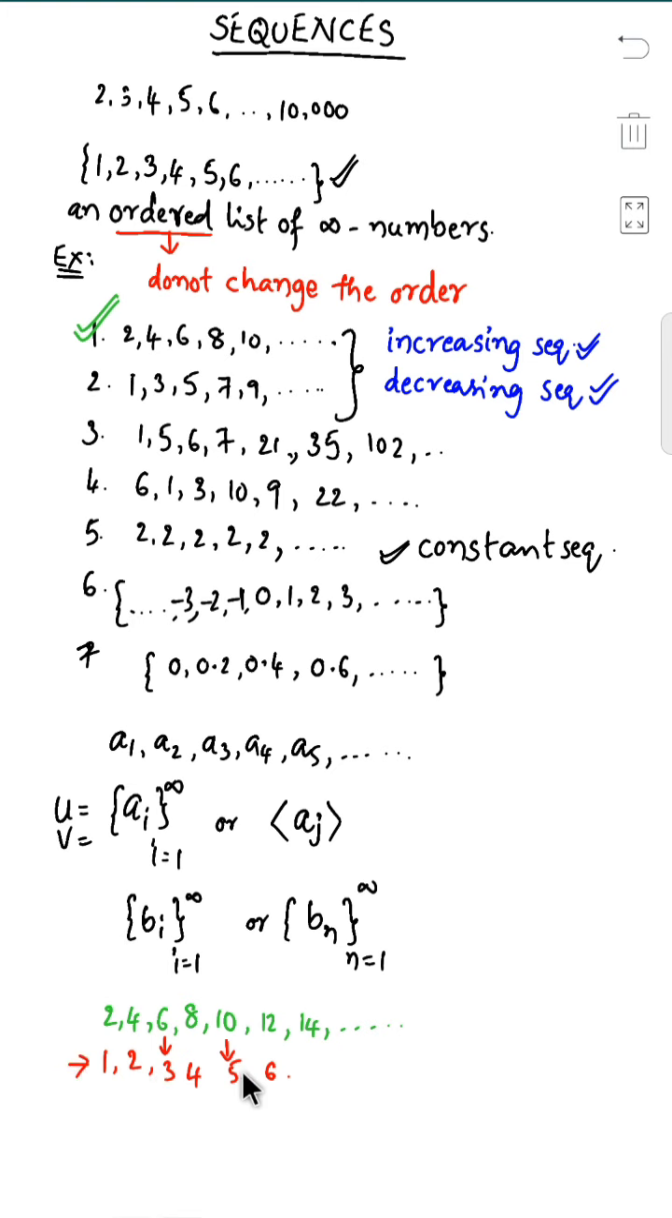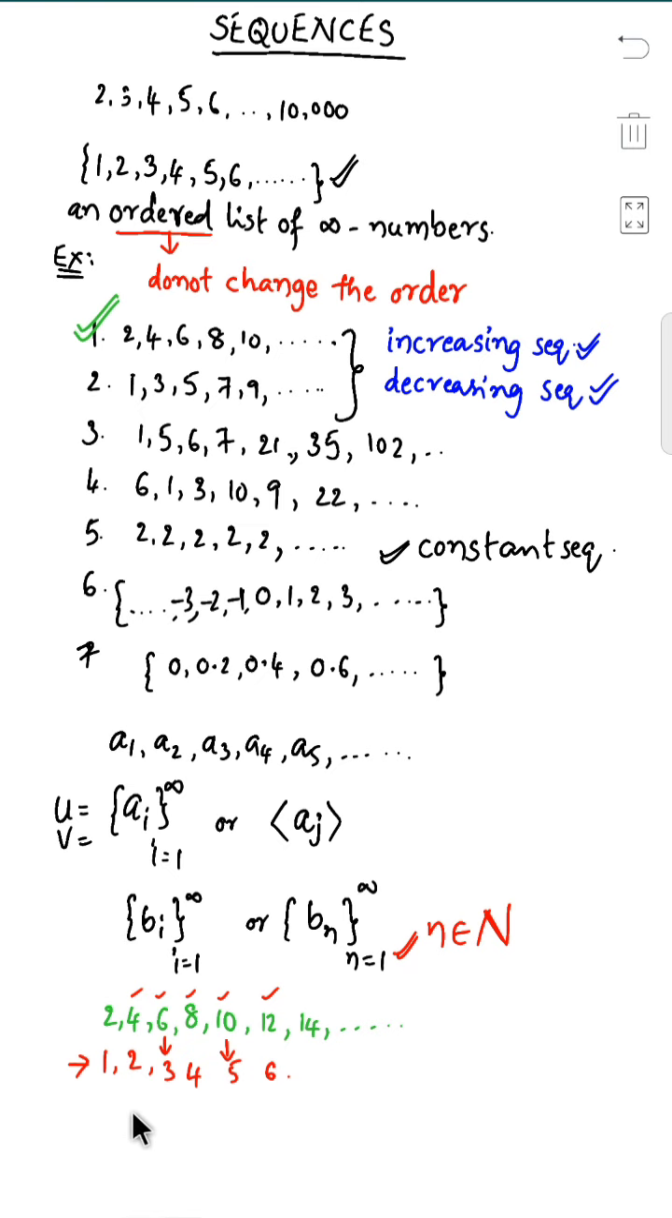These term positions 1, 2, 3, 4, 5 do not change for any sequence, right? This is the first term, second term, third term, fourth term, fifth term, sixth. So the position does not change, where n goes from 1 to infinity. That means this n belongs to the natural number set, capital N.